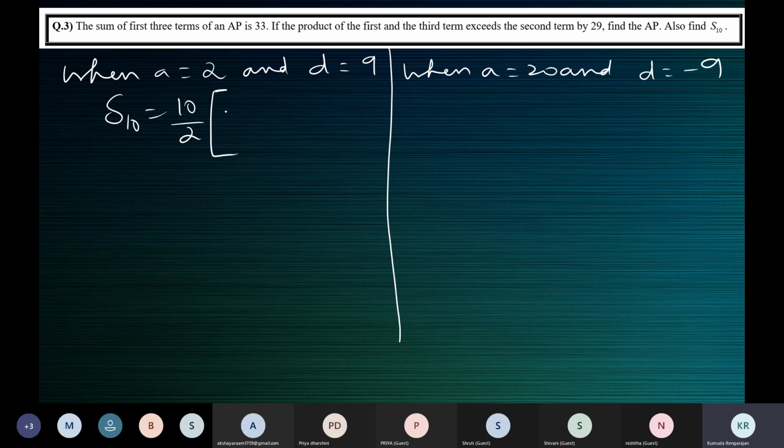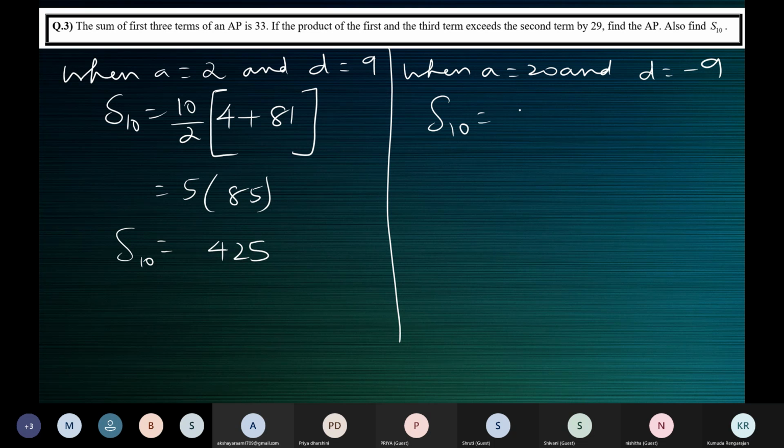So it's going to be 10 by 2, n by 2, of 2A plus n minus 1, 10 minus 1, 9 into D. 9 into 9 is 81. So it's 5 into 85, 425. I think this is what you said, Priya. Yes, you were right.